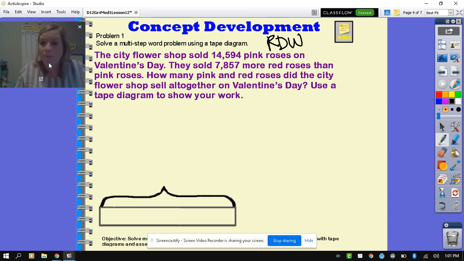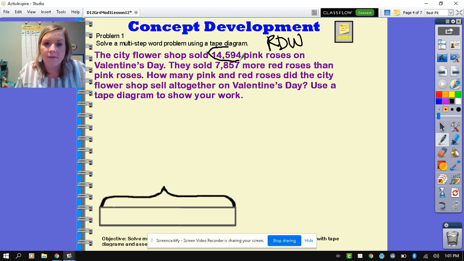Okay, so we read it. We need to go back through, highlight, underline, find some important key details. So we know there are 14,594 pink roses. Now here it says 7,857 more, meaning it's not just that many, red roses than pink roses. Now it says how many is kind of a keyword, pink and red roses did the city flower shop sell all together? All together is that ding, ding, ding keyword that we're going to find that says to add.